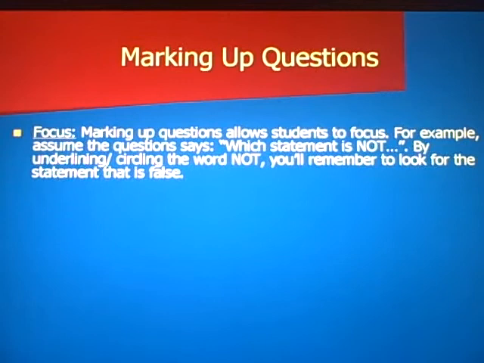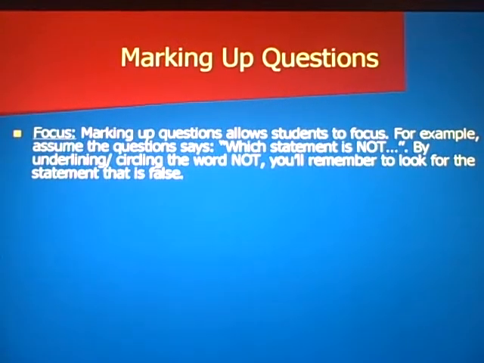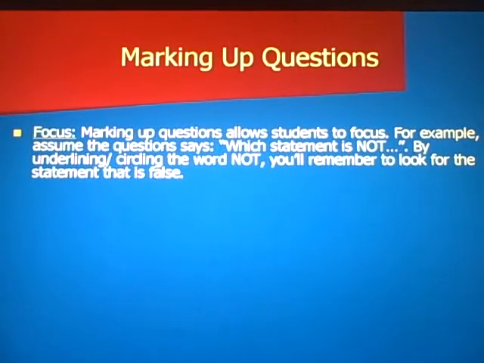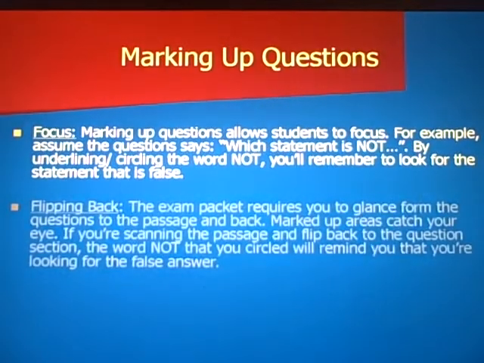Not only are you marking up the passage, but as I mentioned, mark up the question itself. Why do you do that? It allows you to focus. For example, assume the question says, which of the statements is not an example of blah, blah, blah. By circling or underlining the word not on your actual booklet, you'll remember to look for the statement that's false. A lot of kids do a great job of reading and answering questions, but they misread the question. So let's mark up that question.